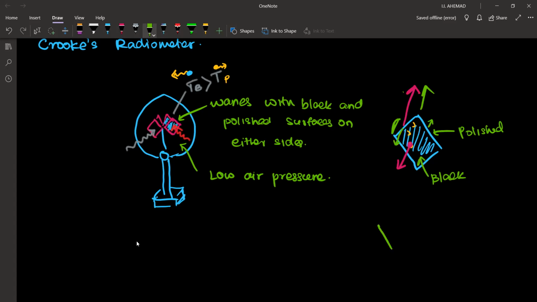So it will rotate. Now these are the vanes and this side is black. As I mentioned, the force on this side is greater, so it will start to rotate like this. Always the polished surface is in the lead. Is the idea clear? Because the polished surface is always taking the lead, this has to be the reason. Okay, now we come in reverse. Did you all get it?